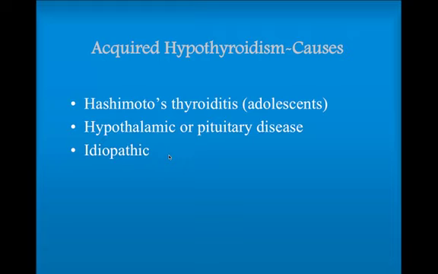Now remember, we said that other than congenital hypothyroidism, we don't see a lot of thyroid disease in children. But if you do have it, then what are the causes? Well, Hashimoto's thyroiditis, and you usually see the beginning of that occurring in adolescence. They can have hypothalamic or pituitary disease, in other words, a secondary hypothyroidism, and it can be idiopathic as well.